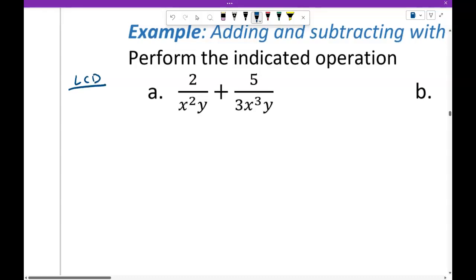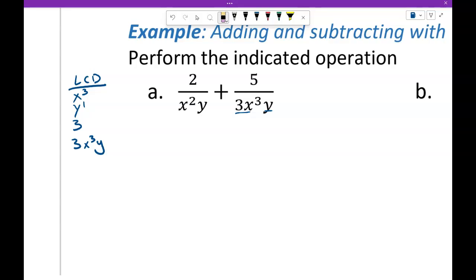So to get our LCD, we look at the unique factors. Our unique factors in our first are x and y, followed by a 3 in the second fraction. 3 only appears once. The highest exponent for x is the third power, and the highest exponent for y is the first power. So our least common denominator is 3x to the third y.